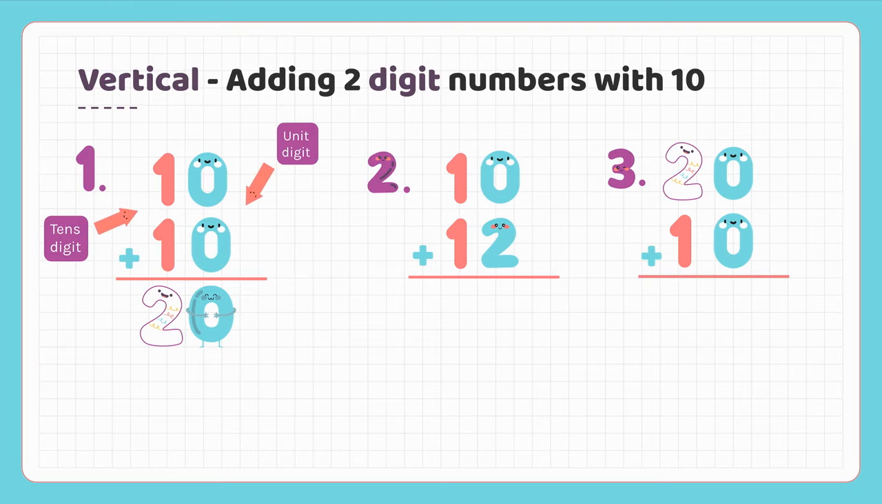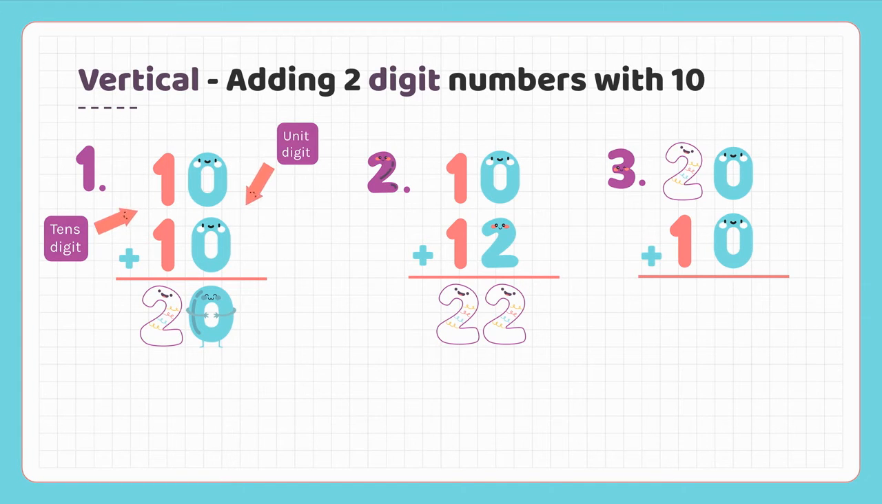In our second example here, we will just apply the same thing. We first have to add the units digit. 0 plus 2 is 2. So 2 is our units digit. We will then add the tens digit. 1 plus 1 is 2. So 2 is our tens digit. Which means 10 plus 12 equals 22.